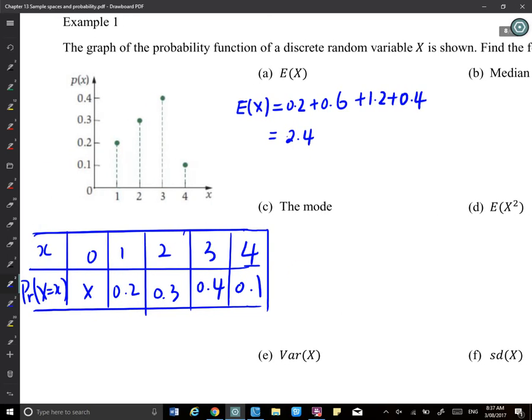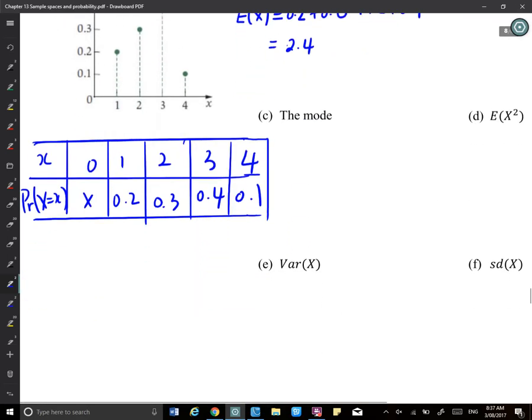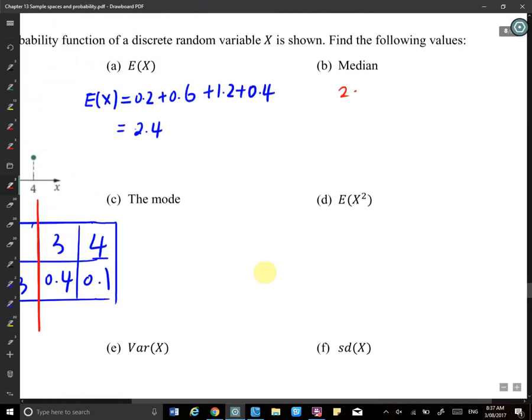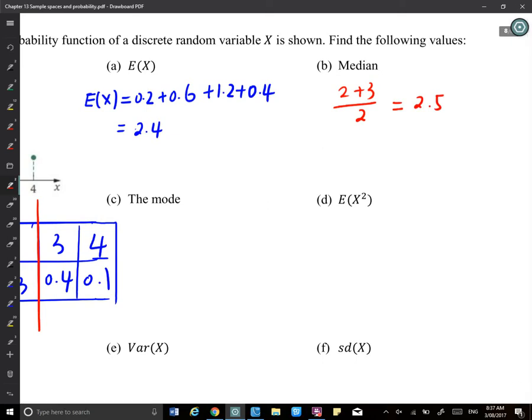So the next one is talking about the median. We see where our 0.5 is. The probabilities at 1 and 2 add up to 0.5, and the other two give you 0.5, which means the median must lie in the middle of 2 and 3. So it's the average of 2 and 3, which gives you 2.5.